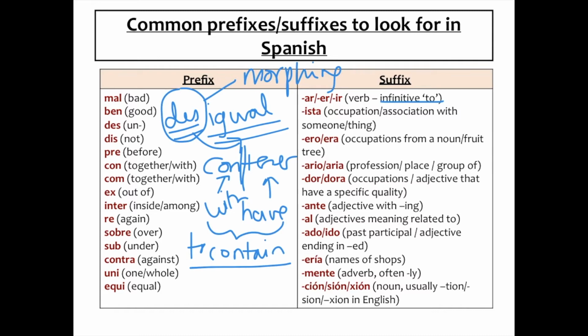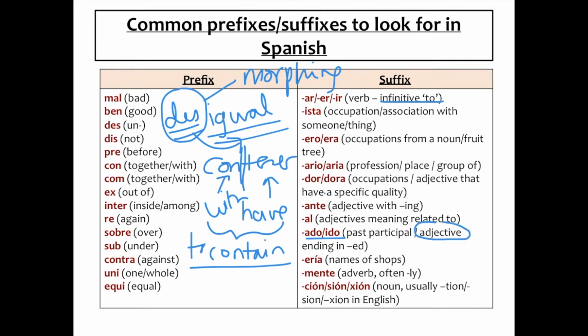Al relates to adjectives most of the time and related to something, such as comunal. Es un lugar comunal. It's a place that belongs to the community, so it pertains to them. Ado and ido are interesting. Ado and ido, a lot of the time, you couple with haber to form the perfect tense. For instance, he comido, I have eaten. However, if you don't have that perfect tense, sometimes you can be looking at an adjective.